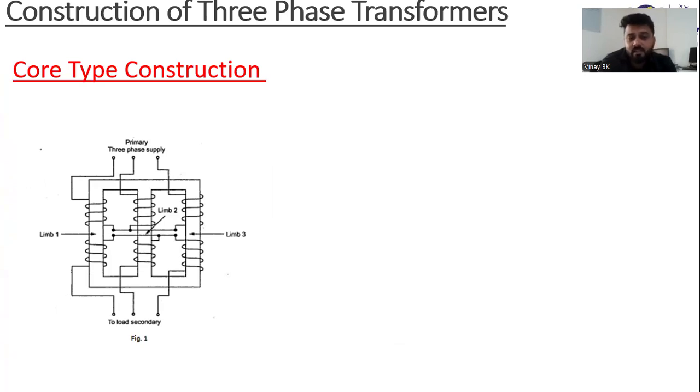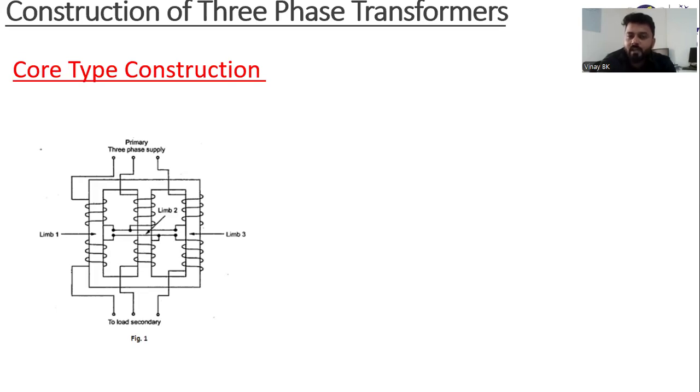Here, three cores are present. Each core has one winding, that is, each core has one primary winding and one secondary winding. First, they will wind the primary winding along with the insulated sheet. Then they will place a sheet over that, and then wind the secondary winding.